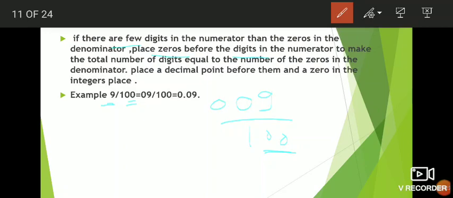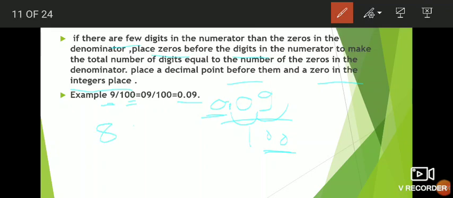Now if we are increasing zeros, writing zeros in front of the number will not change it. That's why you can add so many zeros in front of that number. Okay, now here 2 digits are there, that's why we have to count 2 digits from right to the left, 1 2. Now here we can give the point, means place a decimal point before them and a 0 in the integers place. At the integer place 0 is there, and here we can write the point, that is the answer is 0.09.